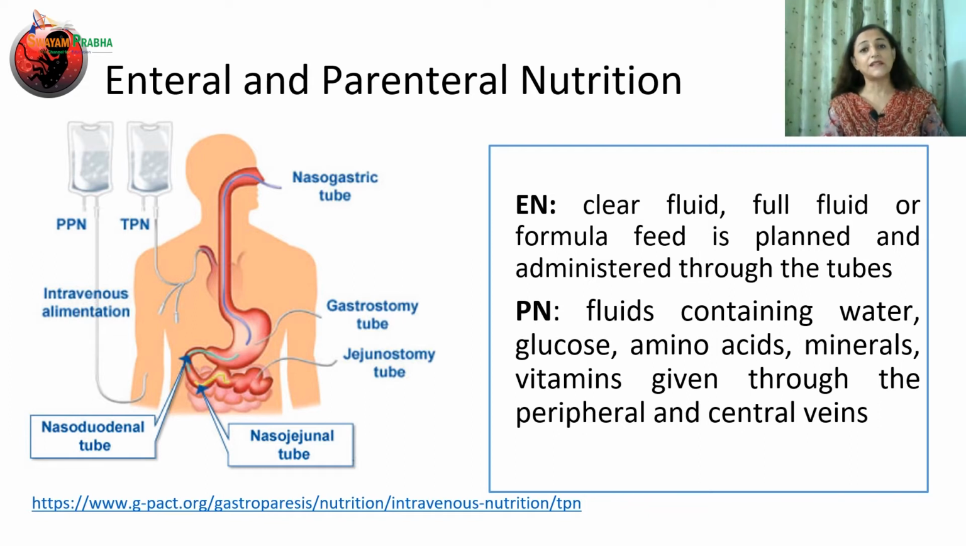And the second method is parenteral nutrition, that is adopted to deliver the nutrients by way other than the gastrointestinal tract. The main aim of parenteral feeding is to maintain a constant supply of the nutrients, early recovery, and bringing the patient back to his routine quantity and ensuring that he returns to the oral method of taking food. So here fluids containing water, glucose, amino acids, minerals, and vitamins are given through the peripheral or central veins.